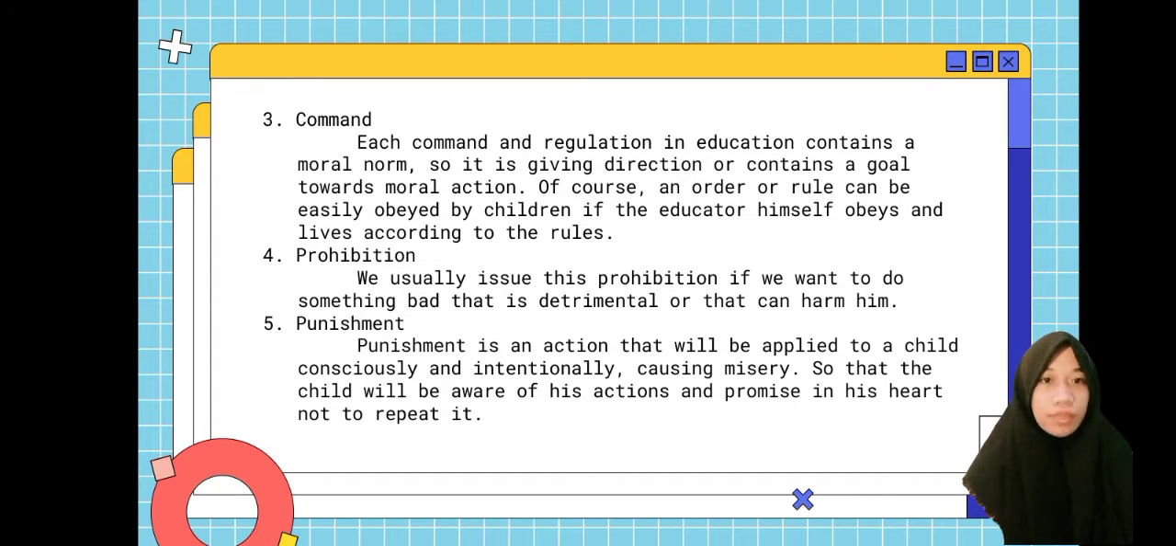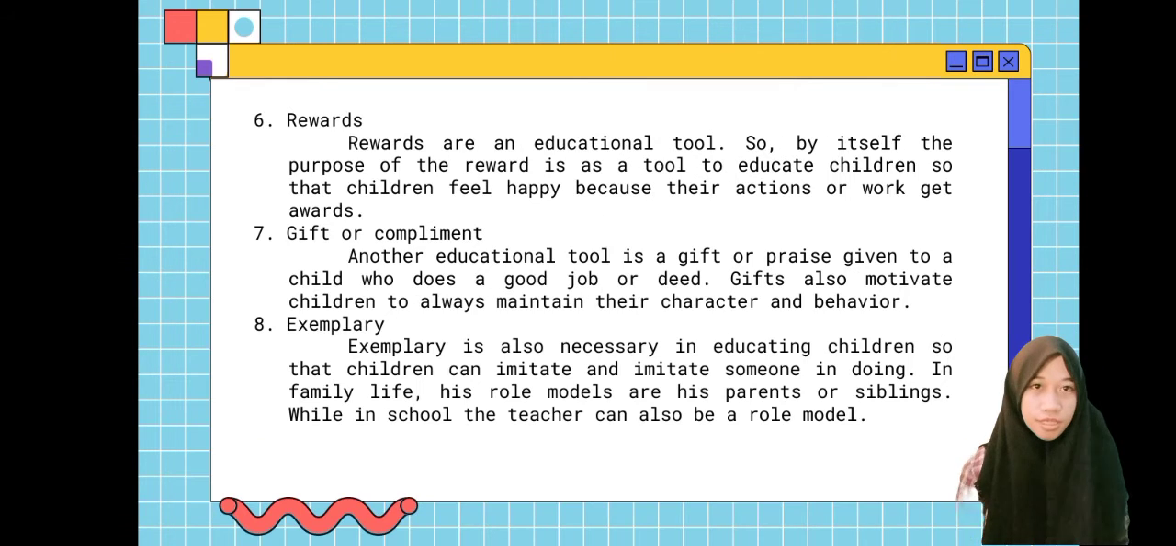Number 5, punishment. Punishment is an action that will be applied to a child consciously and intentionally, causing misery so that the child will be aware of his actions and promise in his heart not to repeat it. Number 6, reward. Rewards are an education tool, so by itself, the purpose of the reward is as a tool to educate children so that children feel happy because their action or work gets awards.